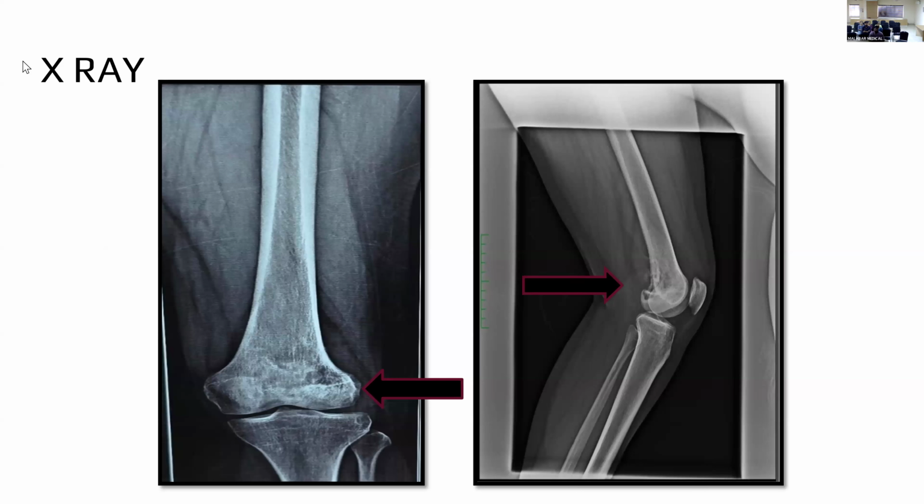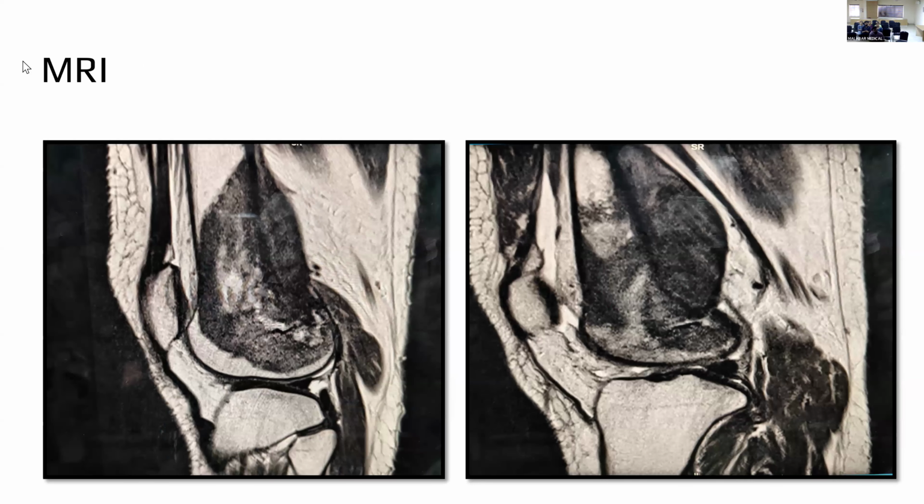As an initial radiological investigation, an X-ray was done, which showed a lytic and sclerotic lesion towards the metaphysis of the left femur, and no periosteal reaction was seen. The joint articular surface was well preserved, and no fracture was identified in the X-ray. To further characterize the lesion and know its extent, an MRI was done.